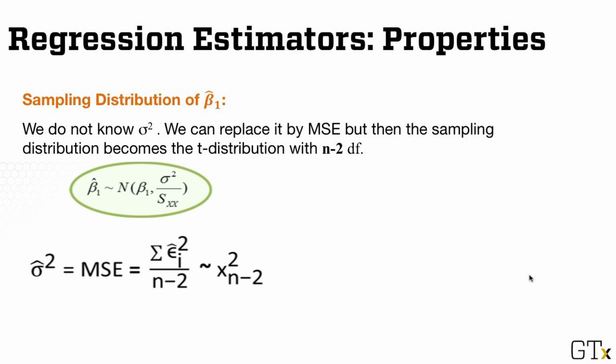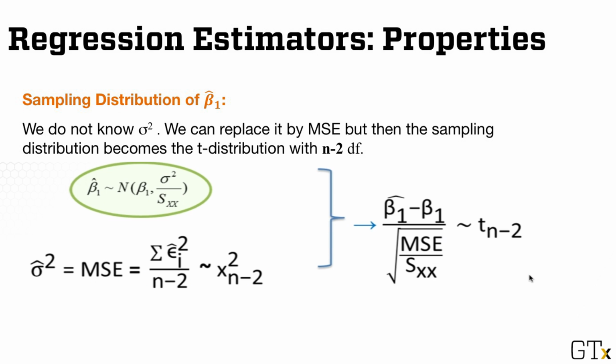So in order to get a full specification of this distribution, we need to replace sigma square with an estimator, and we can use the estimator we discussed in the previous lesson, which is the mean square error, or the sum of square residuals divided by n-2. Now, because this estimator has a chi-square distribution with n-2 degrees of freedom, we get that the sampling distribution of beta 1 hat is a t-distribution with n-2 degrees of freedom. The n-2 degrees of freedom come from the fact that the distribution of the estimator variance is a chi-square distribution with n-2 degrees of freedom.